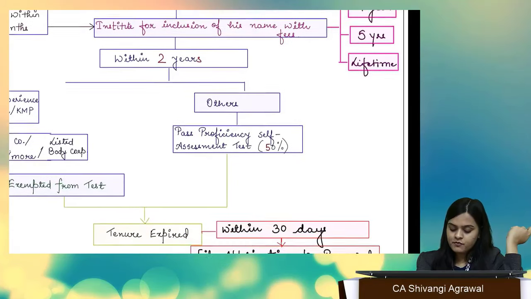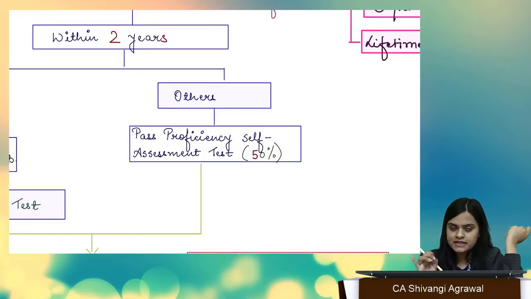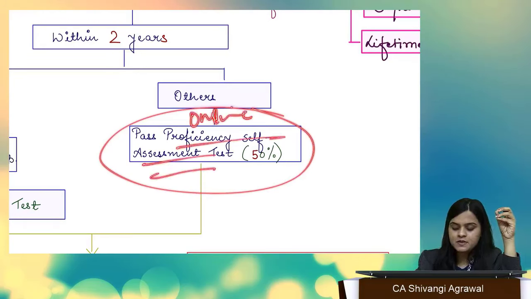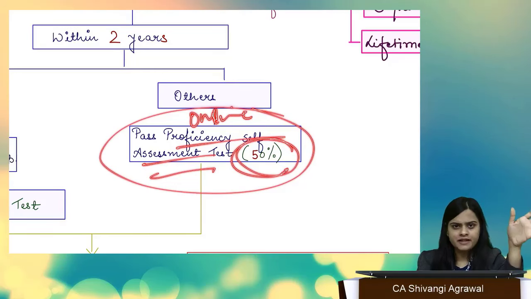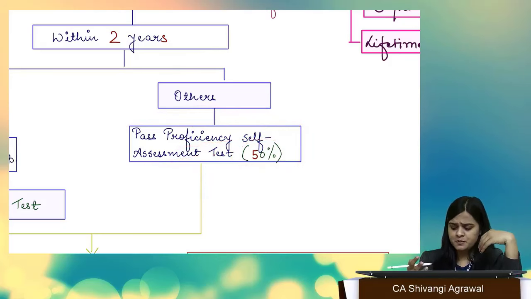Now, when you apply for inclusion of your name in the data bank, within 2 years you have to pass a test. Online Proficiency Self-Assessment Test, OPSAT. With 50% passing criteria, there is no limit on the number of attempts. So within 2 years, you have to pass it. You have n number of times. So within 2 years, you can appear for the test n number of times and you can pass this test.